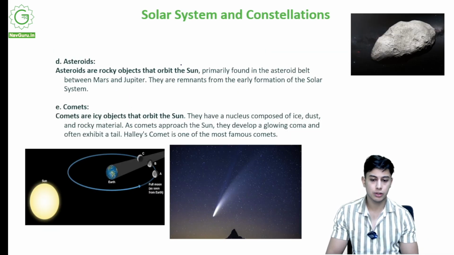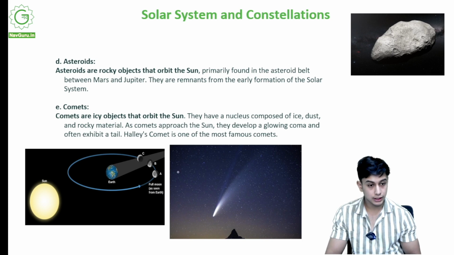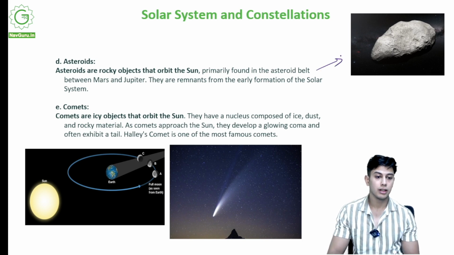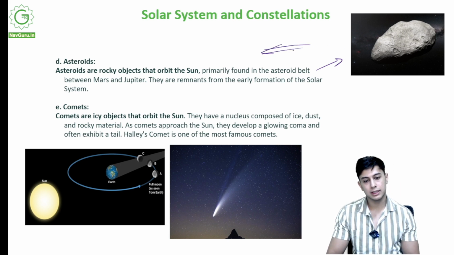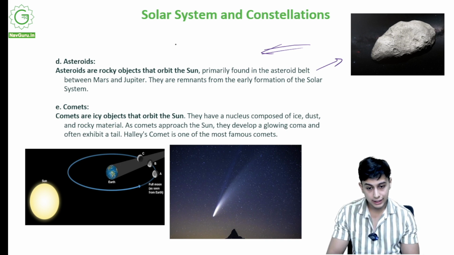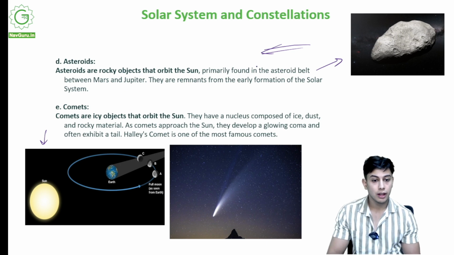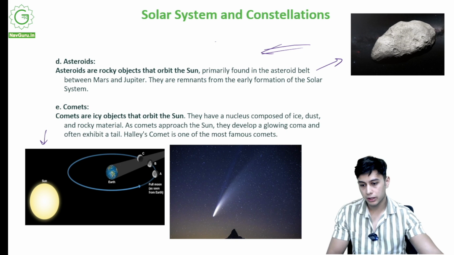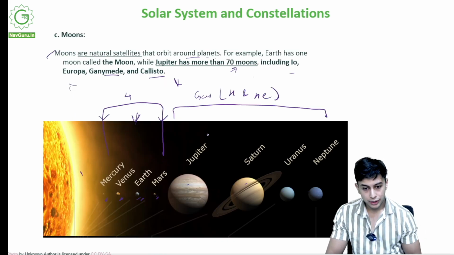Now we come to asteroids. If you can see, these are asteroids. These are big rocks going throughout space like this. Asteroids are rocky objects that orbit the sun. These asteroids are also orbiting the sun like planets. We find an asteroid belt between Mars and Jupiter. You see over here Mars and Jupiter.